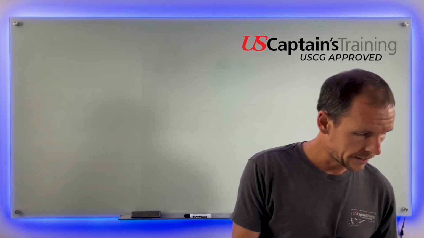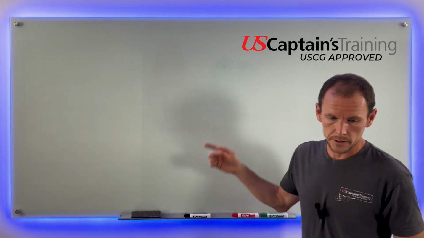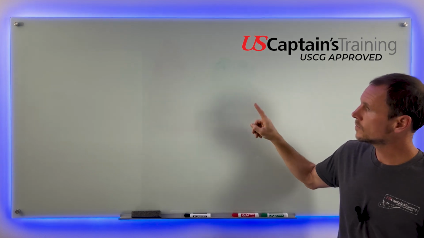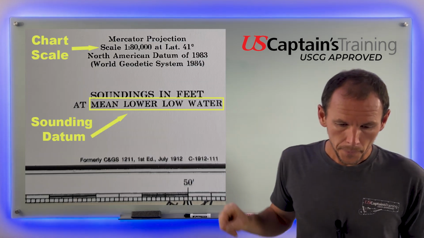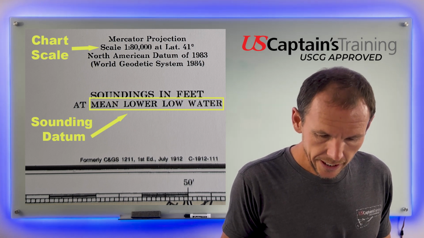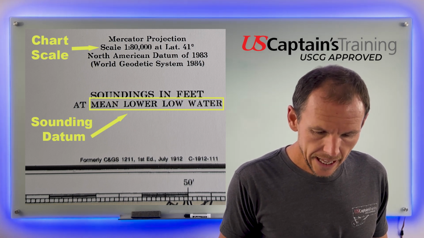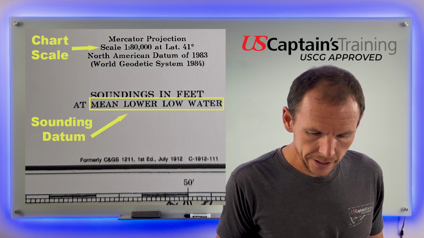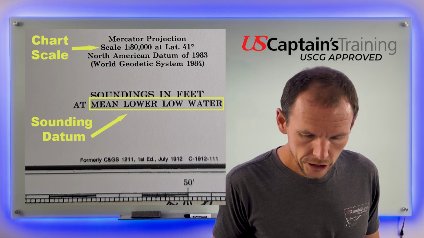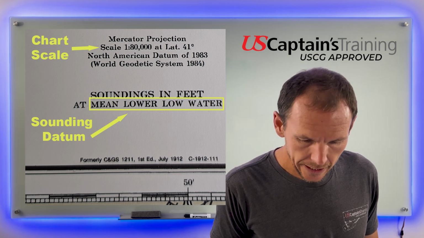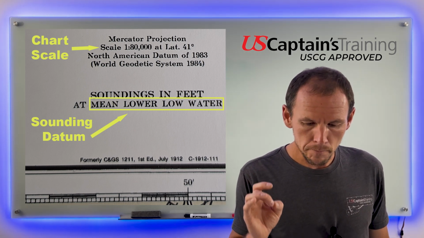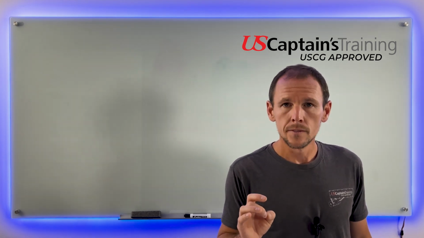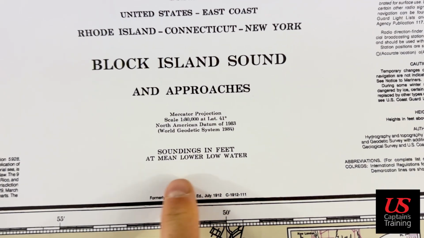And you can see it right, I'll just toss it up here. You see this? Right up here it says Mercator Projection, scale 1 to 80,000 at latitude 41, North American Datum 1983, World Geodetic System 1984, and soundings in feet at mean lower low water. Let me just take you in for a closer look. Here we are. Here's the info on the chart.